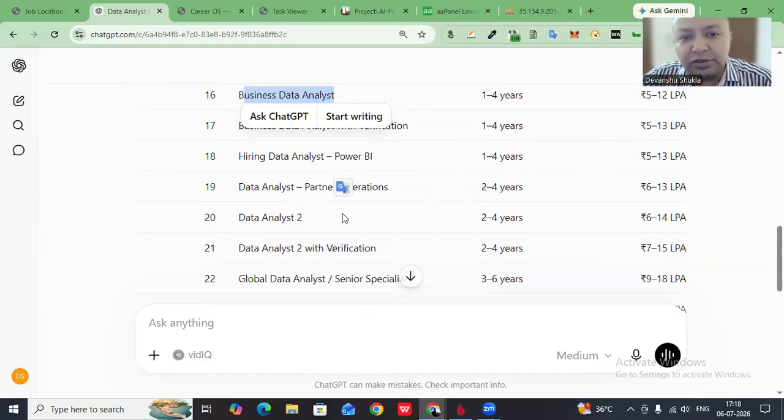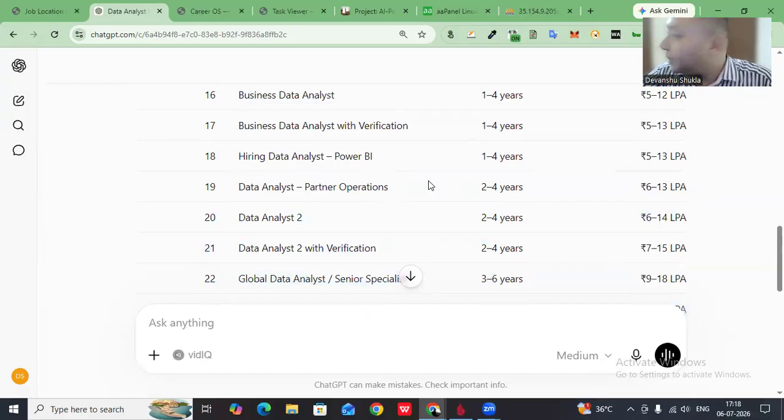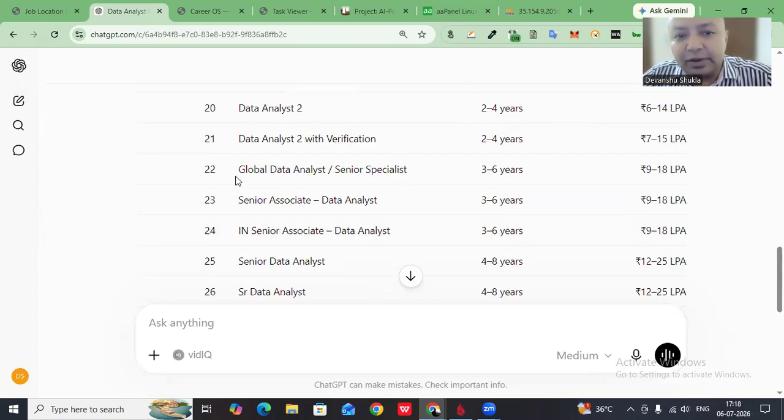Then eventually you can proceed towards becoming a data analyst partner operations, where your package would grow to 6 to 13 LPA typically. Then there is a role known as data analyst 2, level 2. This is also an important role for 2 to 4 years of experience. Then you can proceed towards becoming a global data analyst or a senior specialist. That role is available for people with 3 to 6 years of relevant experience and approximately 9 to 18 LPA.